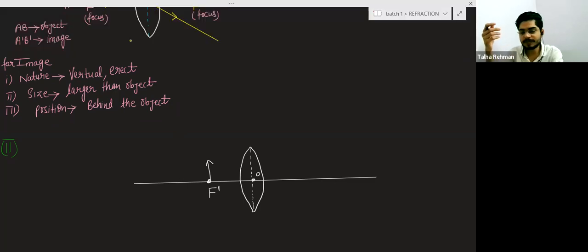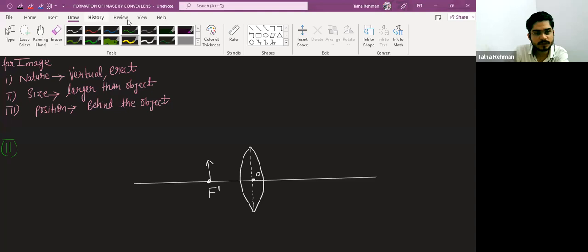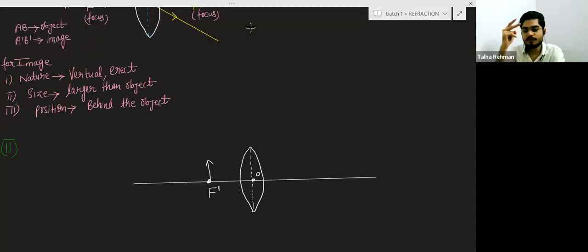And we have to make the ray diagram. And why do we make the ray diagram? Ray diagram gives the idea how and where the image will form. Okay. So for making the image, what will we do? Please remember one point. For the formation of the image, there is a requirement of two rays from the object. At least two rays.